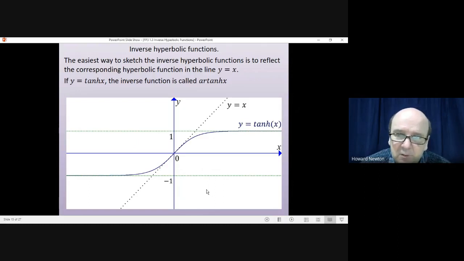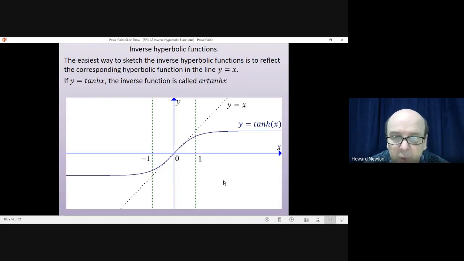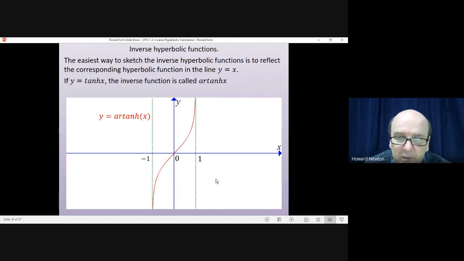Okay, let's have a look. Now, as I said, I would reflect these two horizontal asymptotes first, and they become vertical asymptotes at plus or minus 1. Then I would reflect the curve, which will go somewhere like that. So that's the curve y equals artanh x, the inverse of tanh.